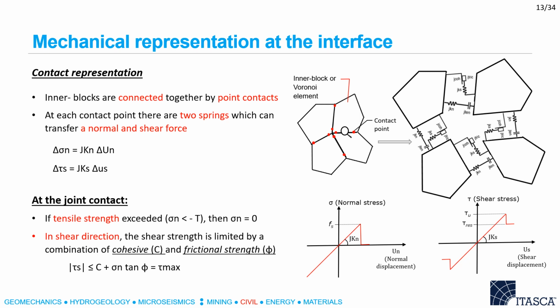Non-associative flow rules can be applied. Therefore, the dilation angle psi is set to zero. After a contact breaks or slips, forces are redistributed and it might cause adjacent contacts to break.